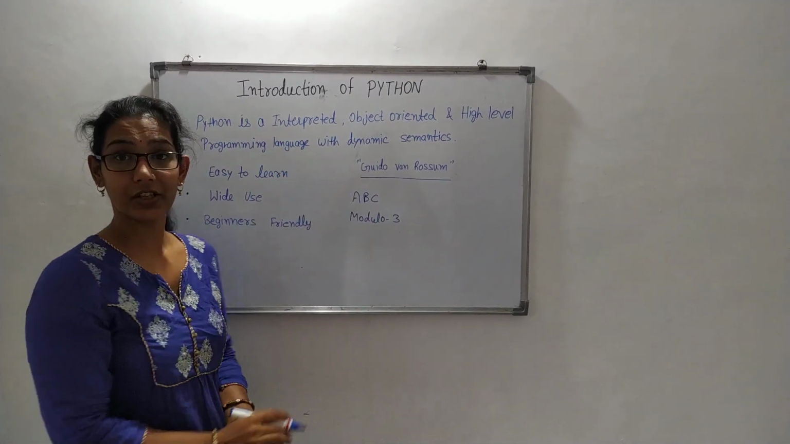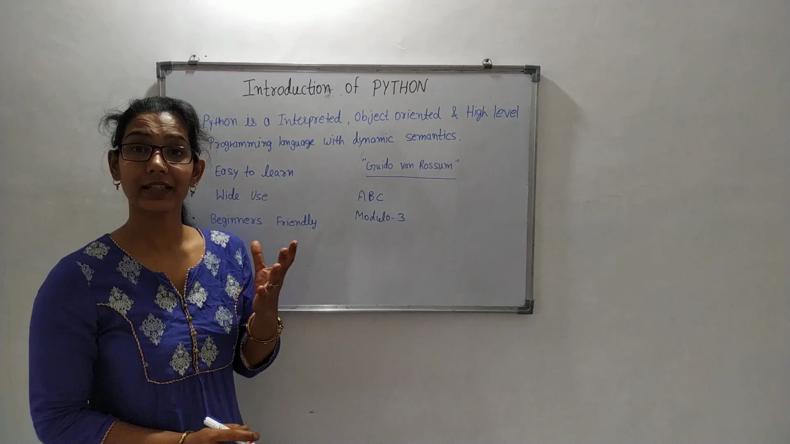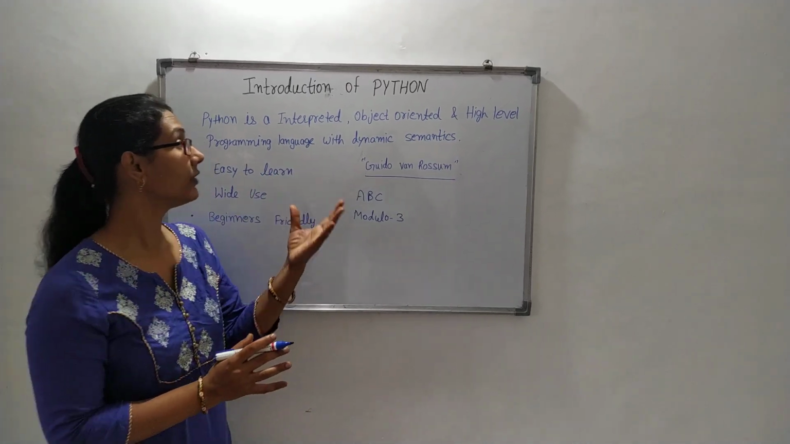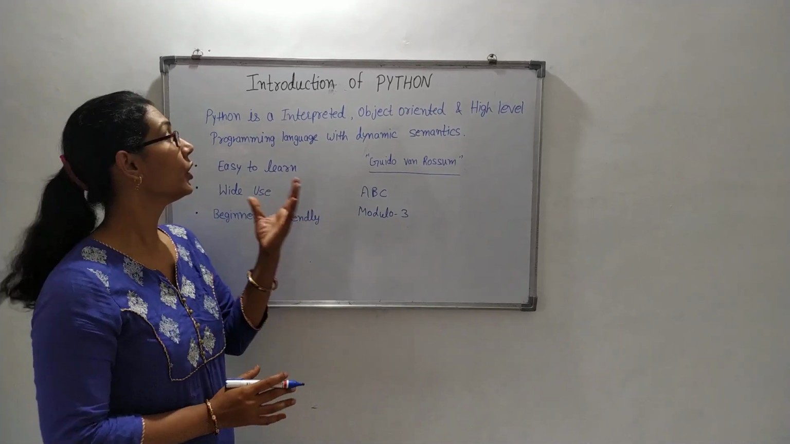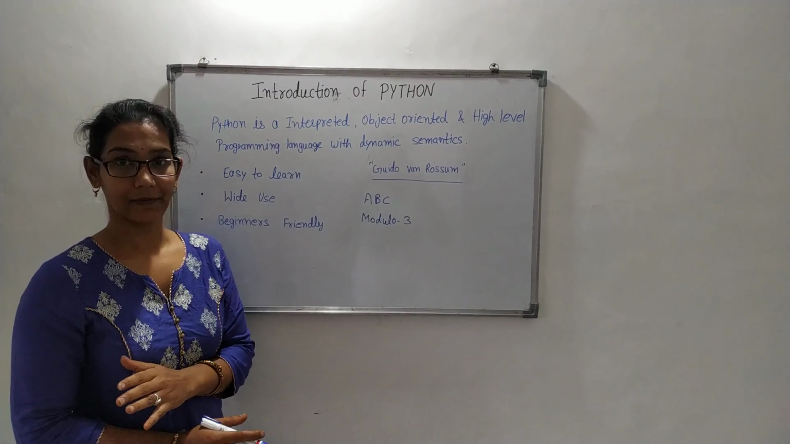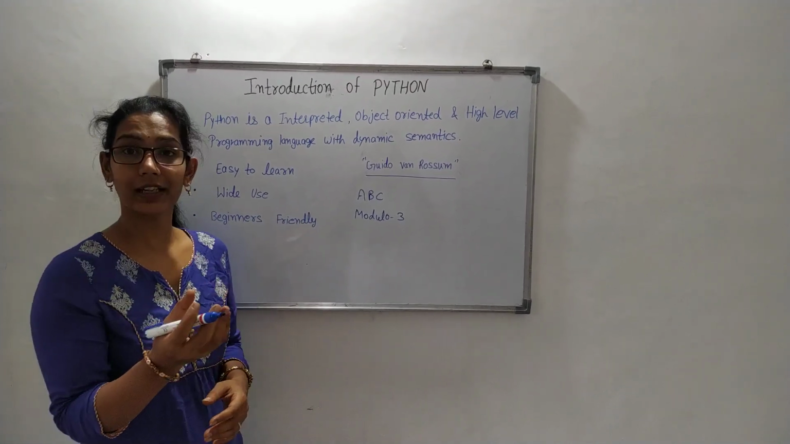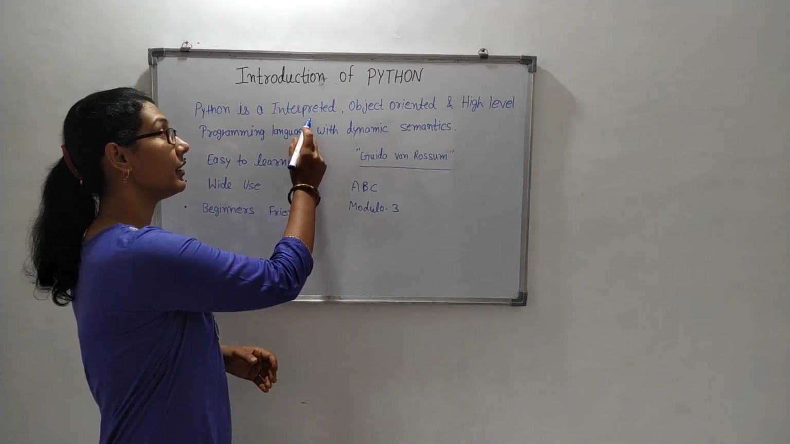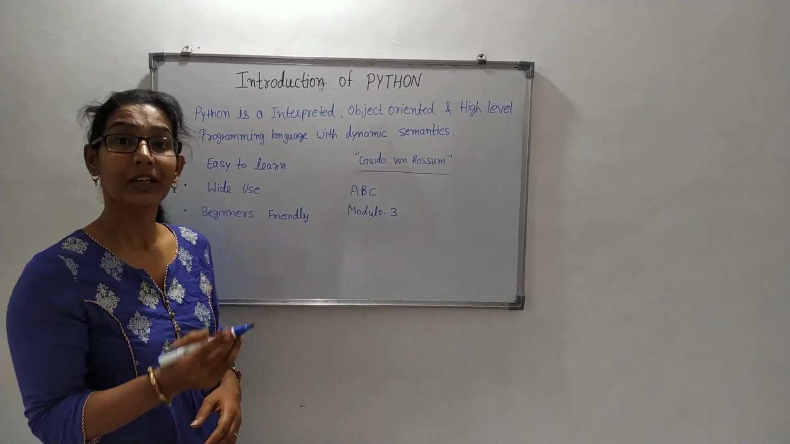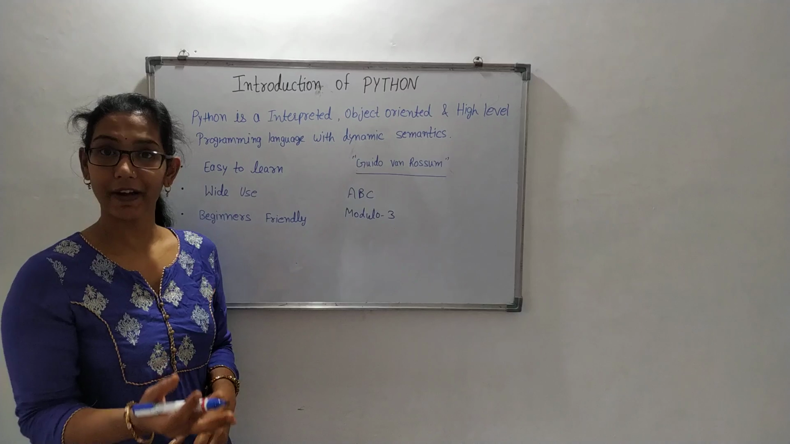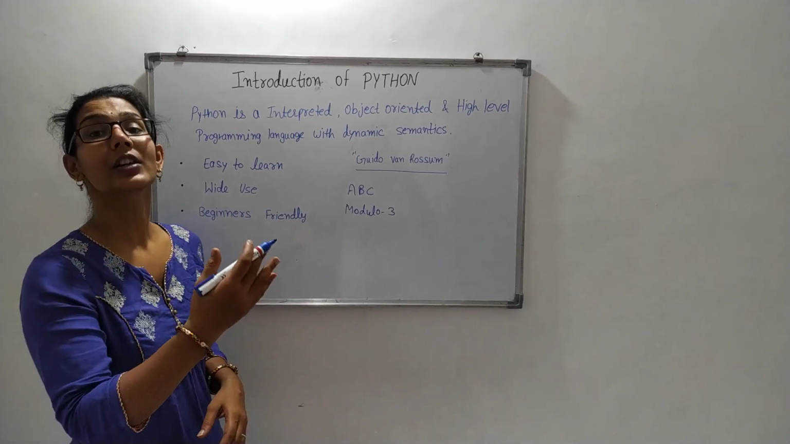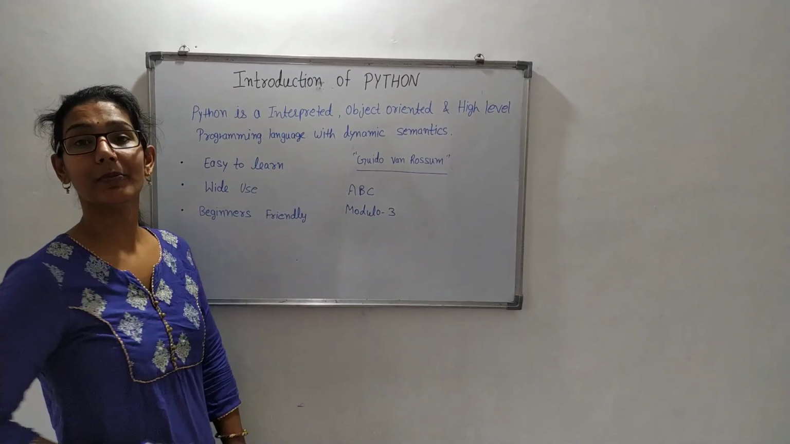So what is interpreted? Interpreted means it converts and executes code line by line. And if there is any error in a single line, then it will be reported at the same time, and after rectifying the error, it will move further. So this is the interpretation.